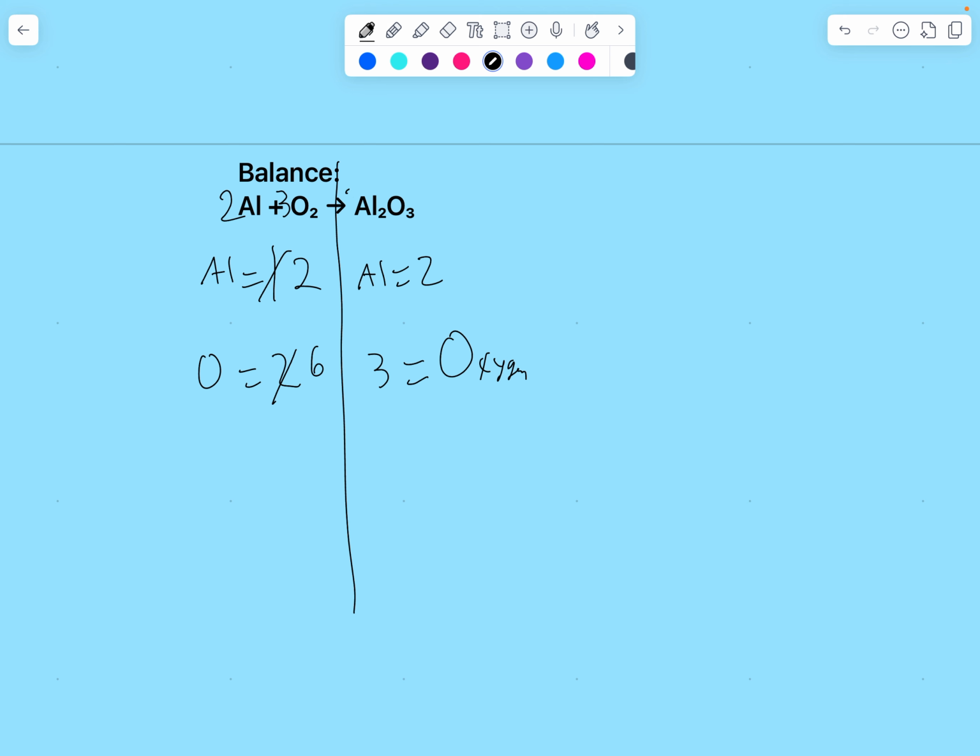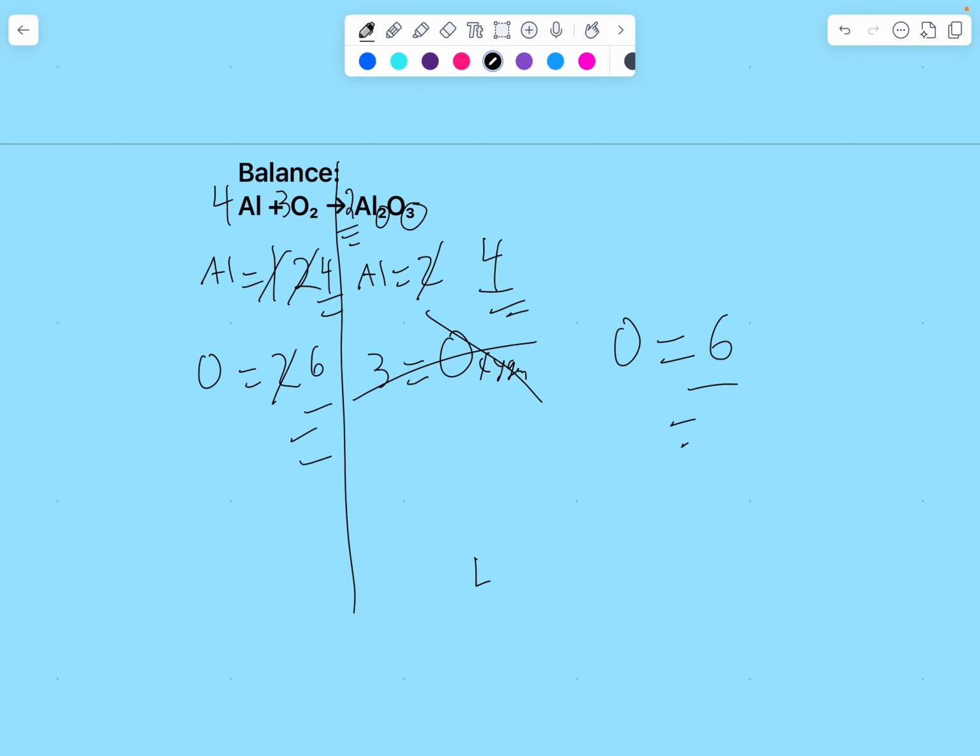So I'm gonna put a 2 right there. So then I have 2 times 3 oxygen, which is 6 oxygen. So O equals 6. But then Al, aluminum, is now 4 because you got 2 times 2, which is 4. So I gotta fix aluminum. I'm gonna erase the 2. I'm gonna put a 4. So now it's 4 aluminums on both sides, 6 oxygens on both sides, right?